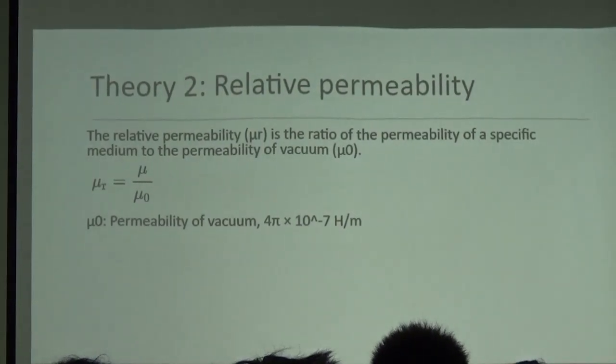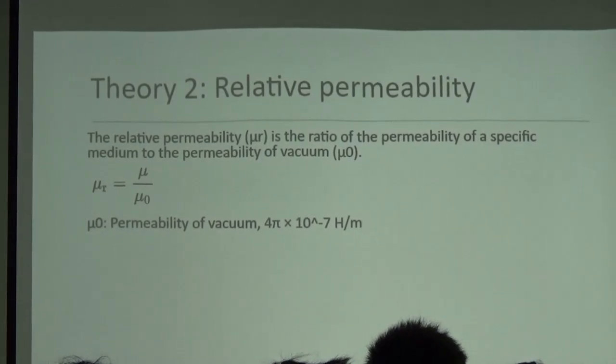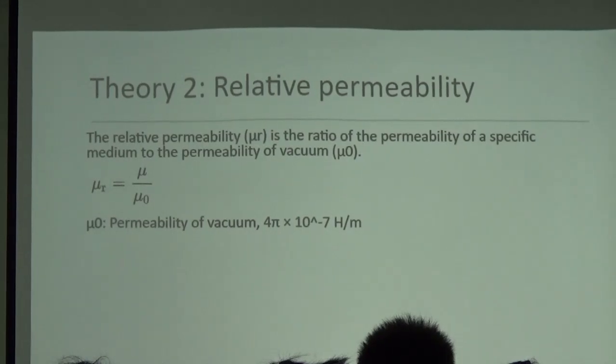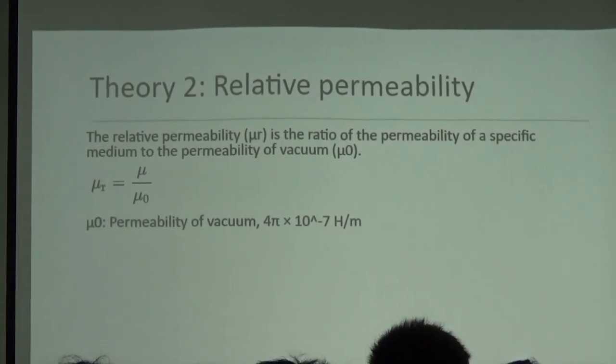The second is about relative permeability. The relative permeability is the ratio of the permeability of a specific medium to the permeability of vacuum, which can be written as mu R equals mu divided by mu naught, where mu naught is the permeability of vacuum, which is 4 pi times 10 to the power of -7.